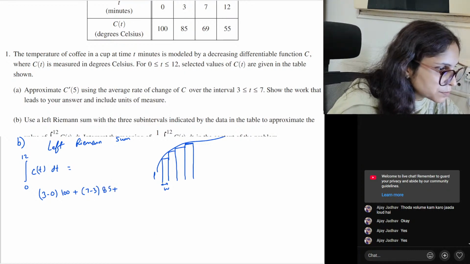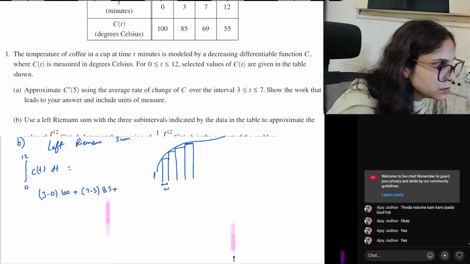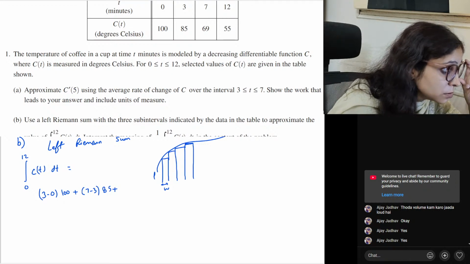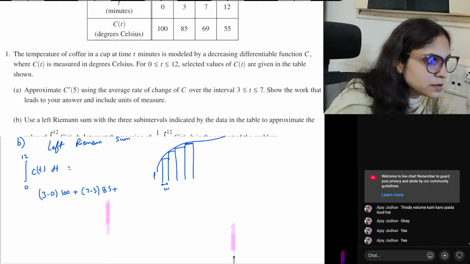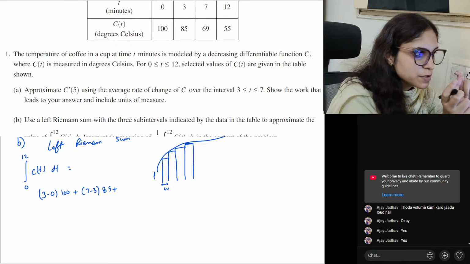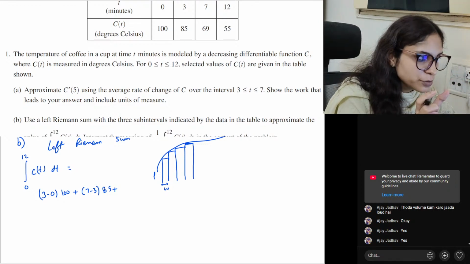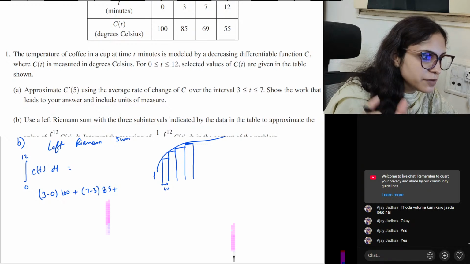Next, the values are between 7 to 12. And they're saying 3 subintervals. So yeah, there are 3 subintervals. The first one is from 0 to 3. Second one is from 3 to 7. And the third one is from 7 to 12.